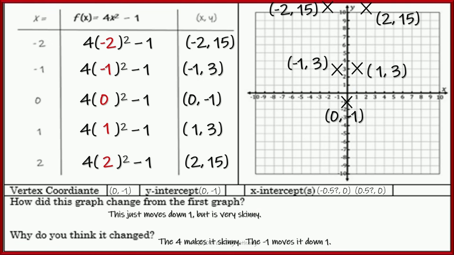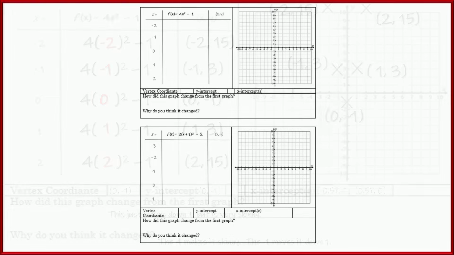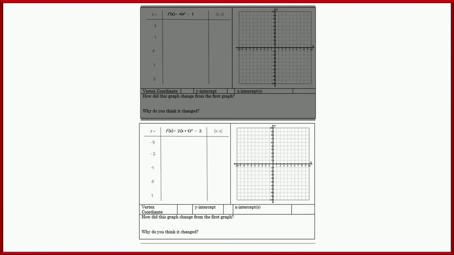The reason it is actually because of the 4. The 4 right there makes it kind of skinny and narrow, and the negative 1 right here moves the whole thing down 1 space. Almost home. Last one. This last one's unique. It's very different from the others.